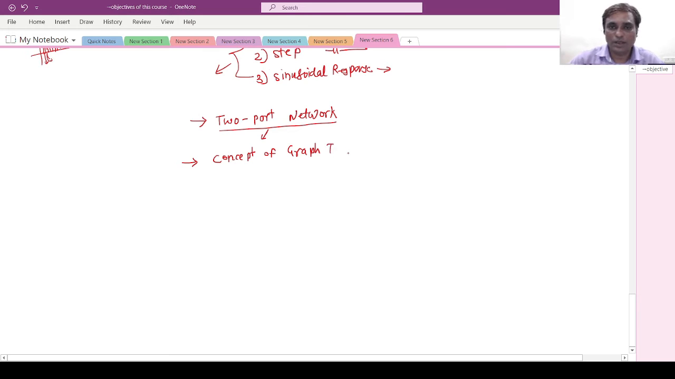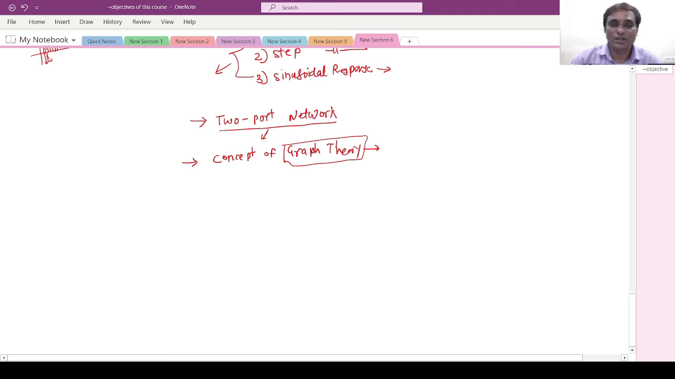Okay, and we will see why graph theory can be useful to solve circuits. Why? Because if the circuit is very complicated, then nodal analysis or mesh analysis may not be that effective to find the solution. So for that, graph theory can be used to solve complicated problems.